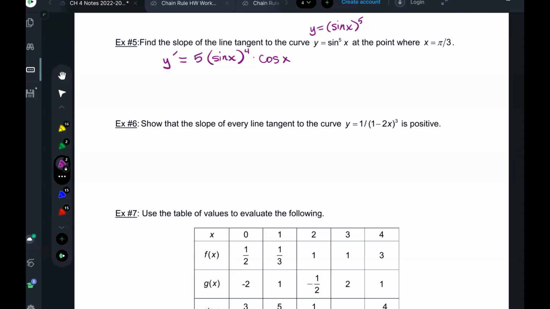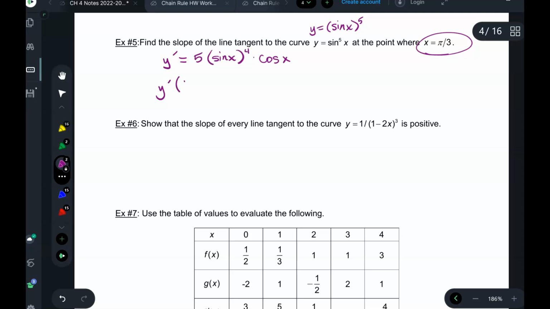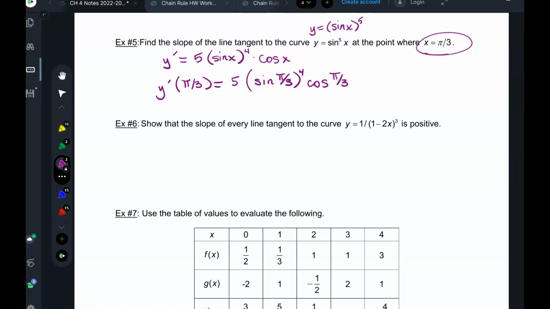Now, what are we trying to do? We're trying to evaluate it when x equals pi over 3. So y prime of pi over 3. I'll just leave it the way it is. So 5 times sine of pi over 3 to the fourth times cosine of pi over 3.